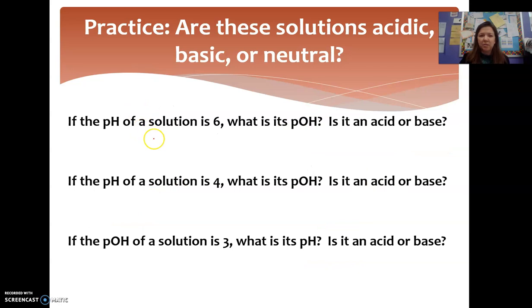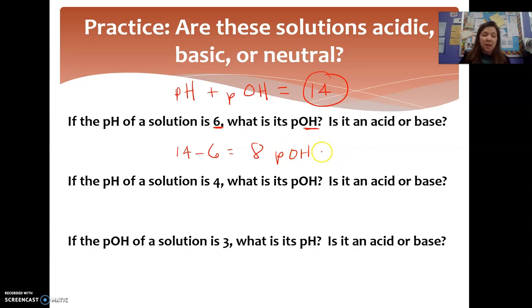Okay, little quick math. You do not need a calculator, I hope. If the pH of a solution is 6, what is its pOH? Remember that pH plus pOH is always equal to what? Yes, 14. So if pH is 6, 14 take away 6, my pOH must be 8. That makes sense? Okay, go back to that scale. pOH is 8. Is that an acid or a base? Hopefully you know that that's going to be an acid.